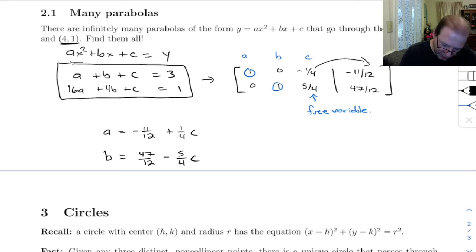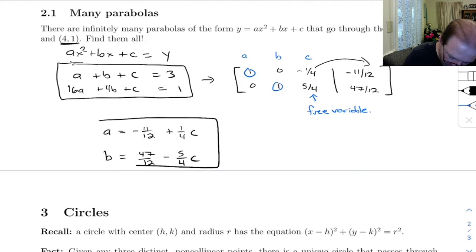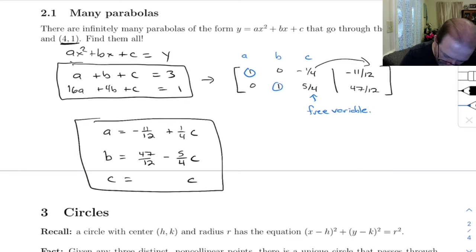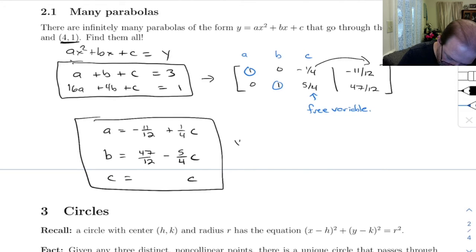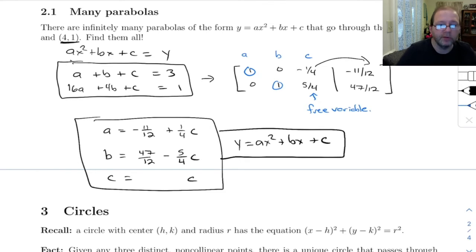And so the parabola that's going to work for us, I'm just going to leave it written like this. Actually, I'm going to add one thing. I'm going to add C equals C on the bottom. So I'm just going to leave my solution written like that. And that gives us all the parabolas that go through those 2 points. So let's look at Desmos and draw those.